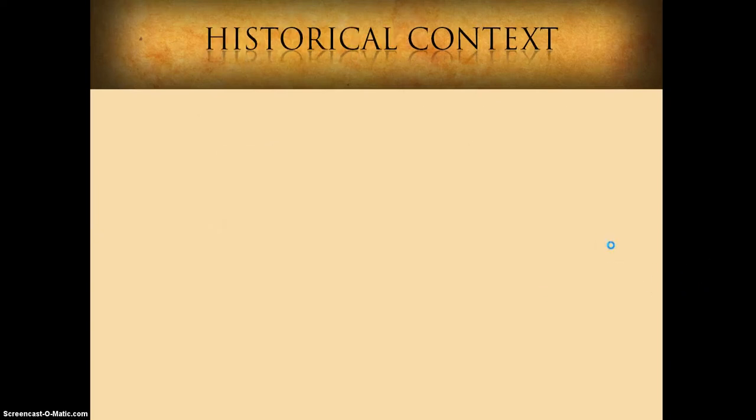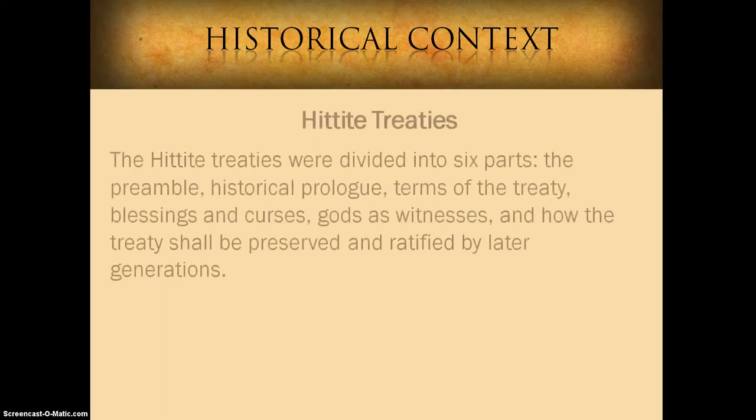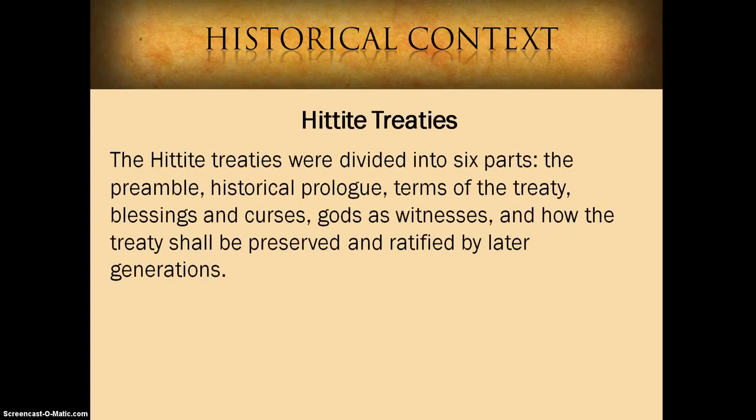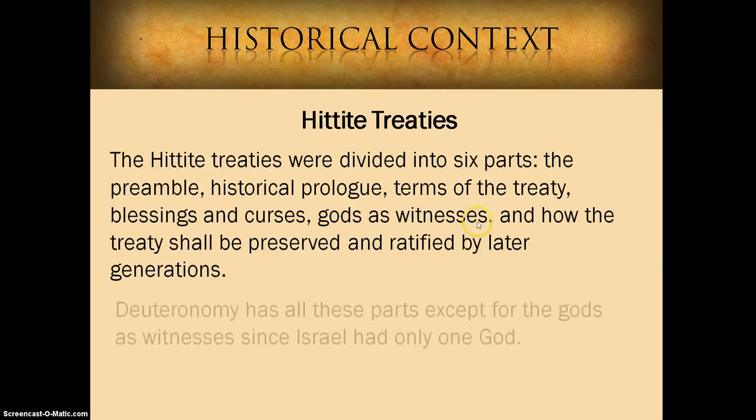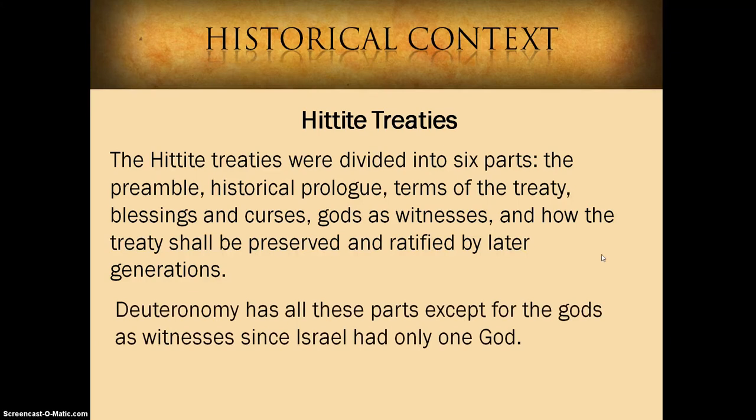So cultural and historical context kind of overlap. They can kind of be one and the same. But an example of historical context is the Hittite treaty, where the Hittite treaties were divided into six parts: preamble, historical prologue, terms of treaty, blessings and curses, gods as witnesses, and how the treaty should be preserved and ratified by later generations. That comes into effect because Deuteronomy has the same structure. It's a little bit different because there's only one God, as opposed to the other nations' multiple gods.